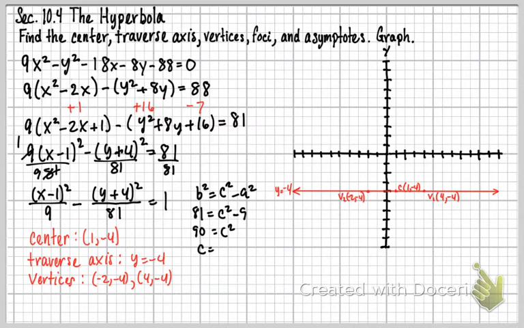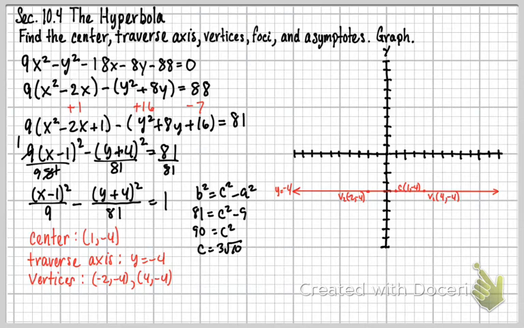So then my c is actually going to be square root of 90, which is really 3 square root of 10. So now I have my c, which is telling me that that's my distance from the center. So if I start here, I'm going to go to the right 3 square root of 10, and then to the left 3 square root of 10. So I'm going to put those in now.